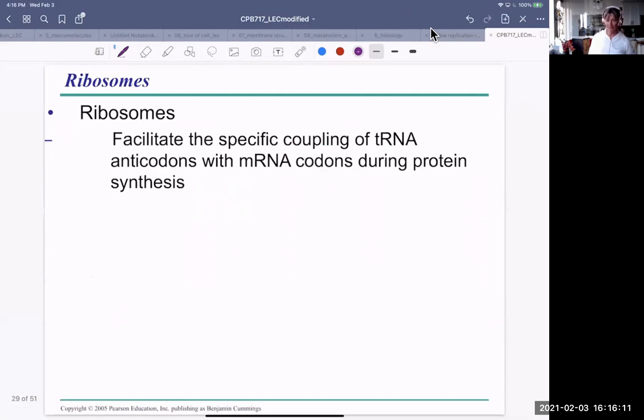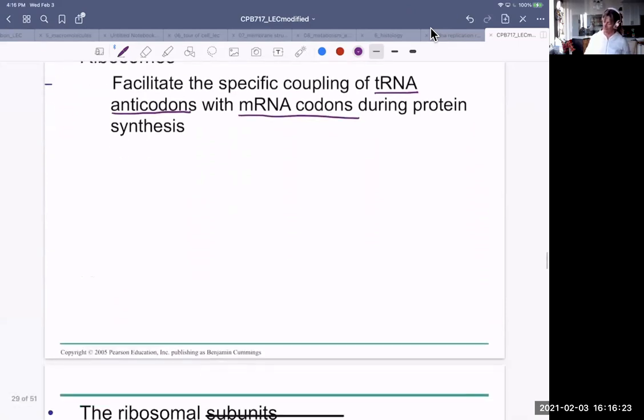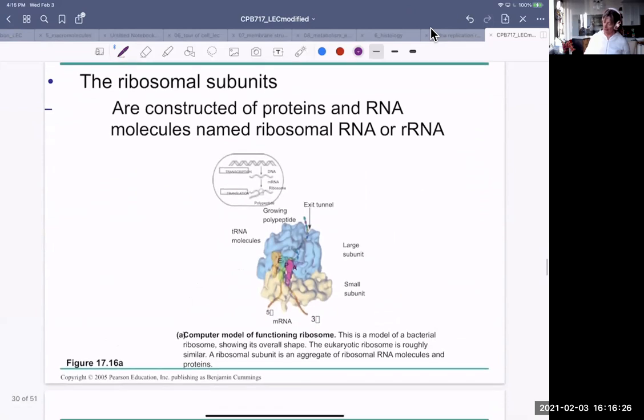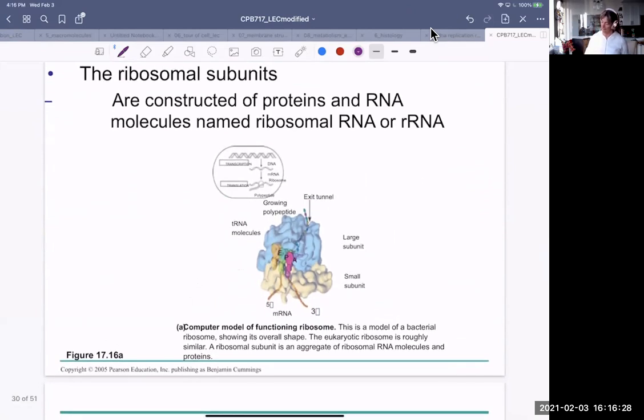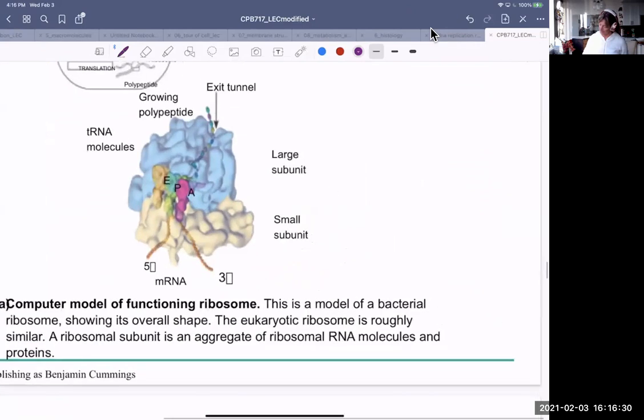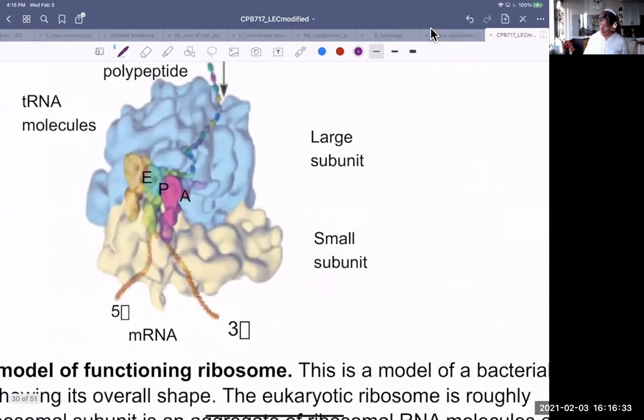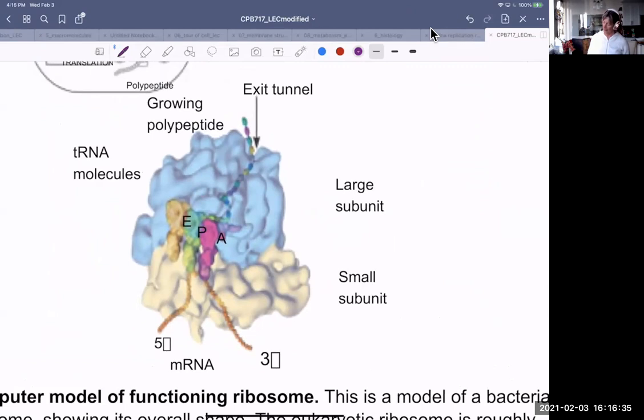Ribosomes are really important for this process. They facilitate this coupling of transfer RNA anticodons with mRNA codons. And there are two subunits, large and small. This is a computer model of what it may look like, possibly. It's a large subunit, the small subunit. These are all tRNA molecules here, different ones. Here's the messenger RNA.